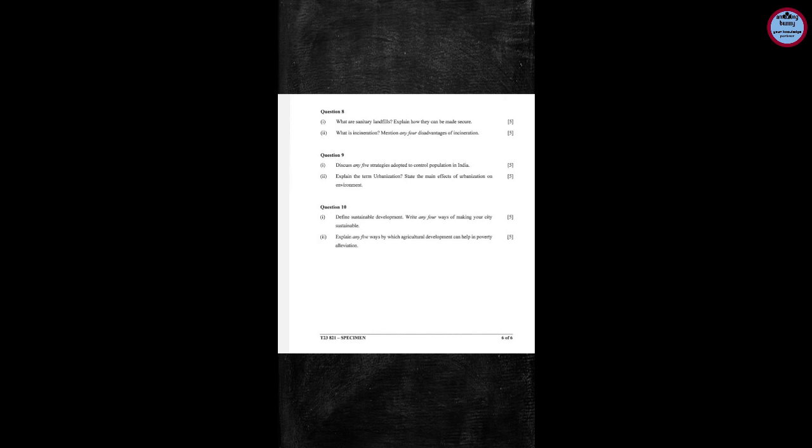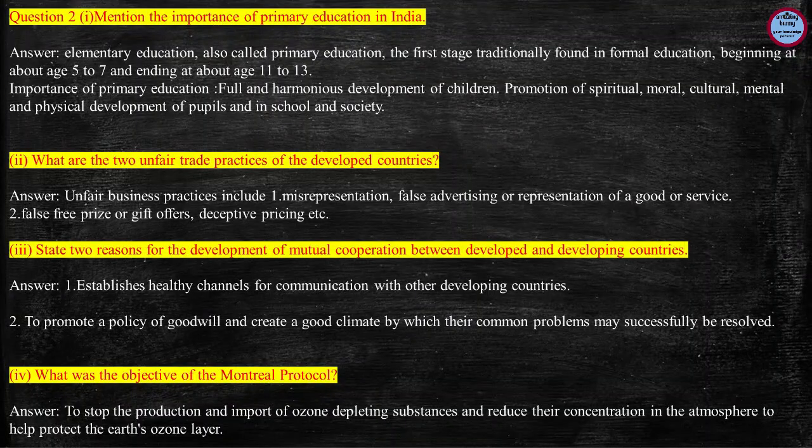Let us discuss. Here you can see question number 2 from section A. Mention the importance of primary education in India. The answer is, primary education is also known as elementary education. That is the first stage traditionally found in formal education, beginning at about age 5 to 7 and ending at about age 11 to 13. So this is the answer.